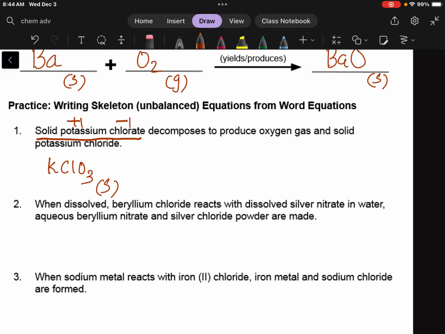Okay, and decomposes, that means it is breaking down, there is no other reactant. Okay, we learned decomposition. You guys learned that. So it decomposes to produce what? Oxygen gas. So you'll write O2 gas plus KCl, potassium chloride, and say solid. Okay, this is how we write the skeleton equation. You will have, I think, 1, 2, 3, 4, 5, 6, 7 questions for writing the skeleton, balancing and identifying.